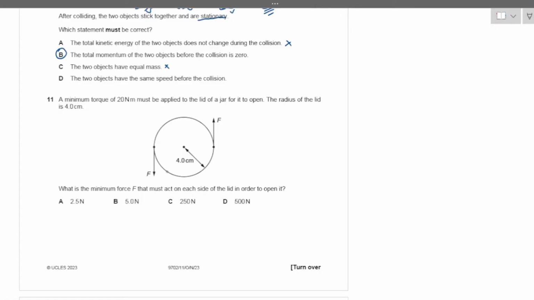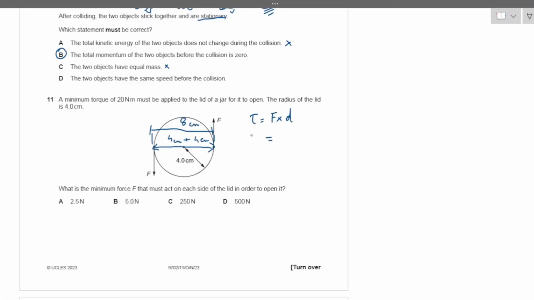Question 11. A minimum torque of 20 newton meter must be applied to the lid of the jar for it to open. The radius of the lid is 4 centimeters. What's the minimum force F that must act on each side of the lid in order to open it? Right, so this is torque of a couple we're dealing with over here. Torque of a couple is what? Torque of the couple is one of the forces multiplied with the perpendicular distance. In this case, perpendicular distance is 4 centimeters plus 4 centimeters. That gives us this overall perpendicular distance of 8 centimeters.